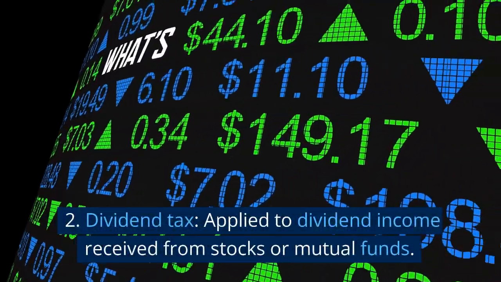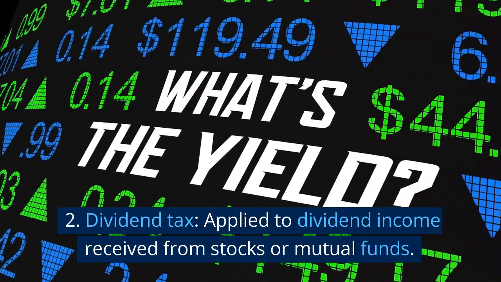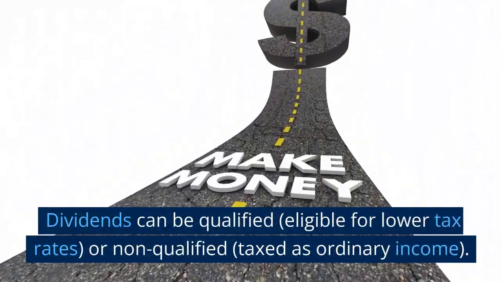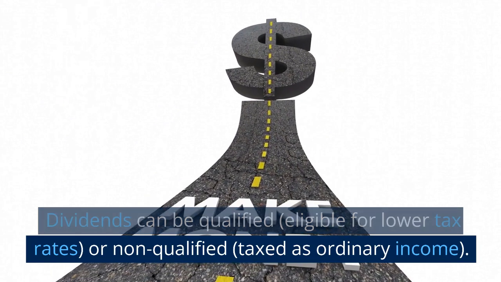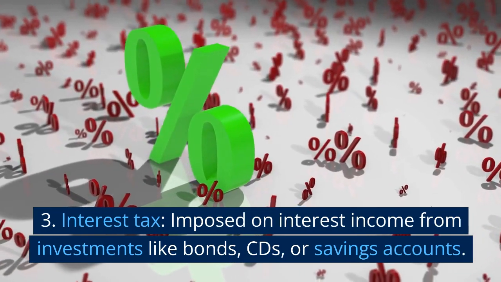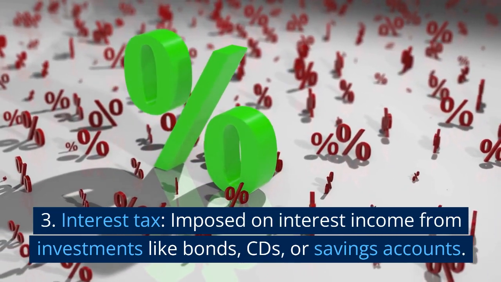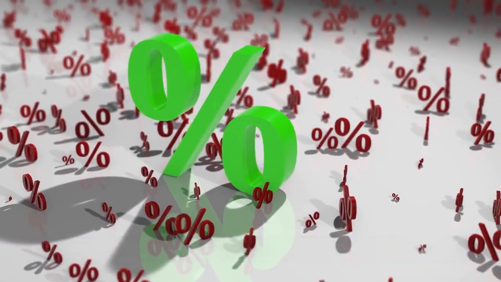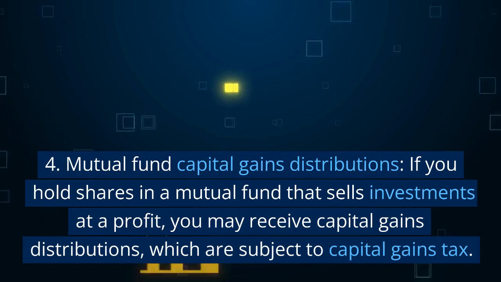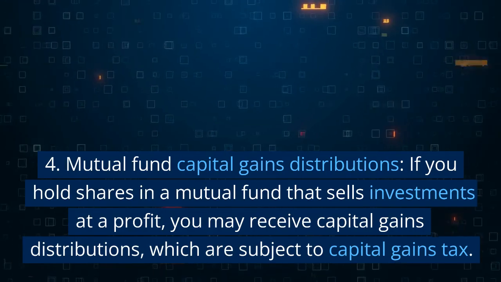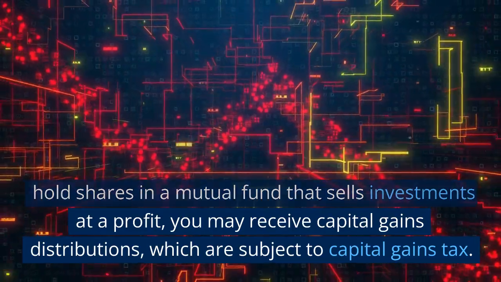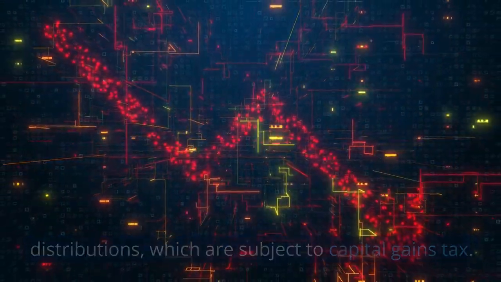2. Dividend tax, applied to dividend income received from stocks or mutual funds. Dividends can be qualified, eligible for lower tax rates, or non-qualified, taxed as ordinary income. 3. Interest tax, imposed on interest income from investments like bonds, CDs, or savings accounts. Interest is typically taxed as ordinary income. 4. Mutual fund capital gains distributions. If you hold shares in a mutual fund that sells investments at a profit, you may receive capital gains distributions, which are subject to capital gains tax.